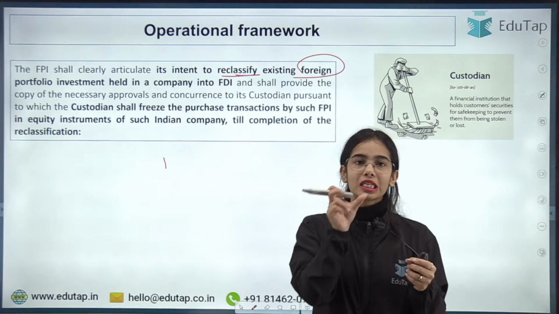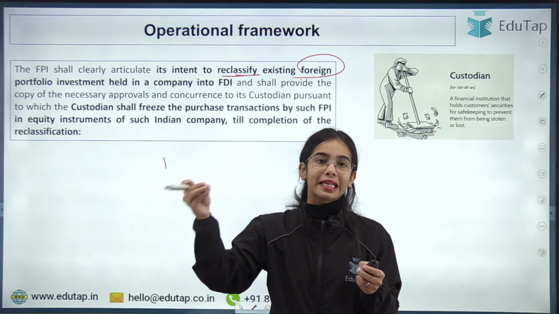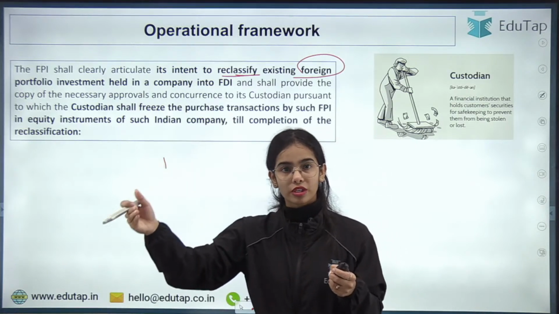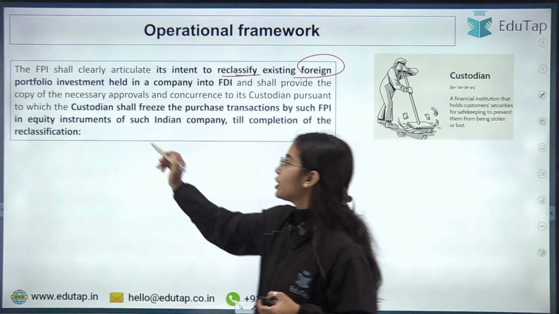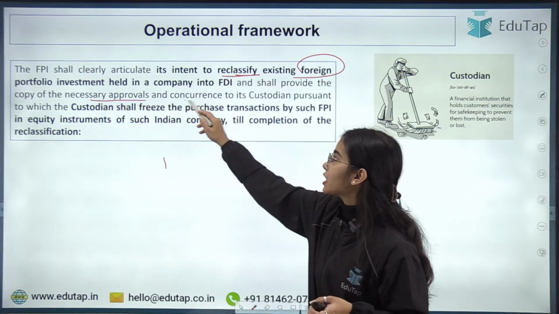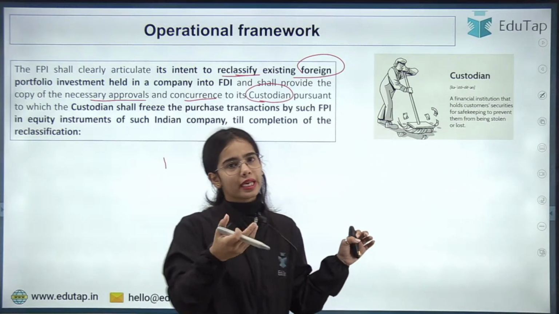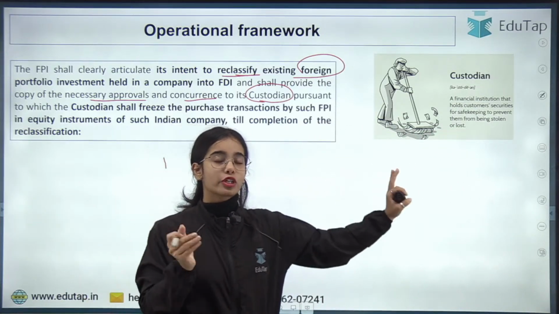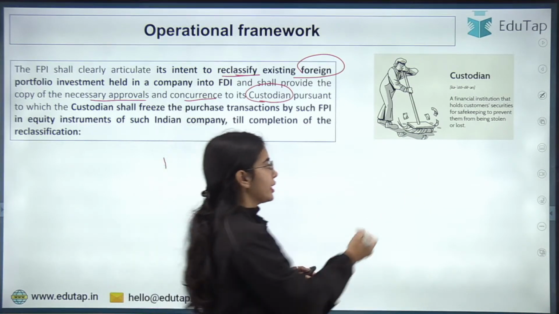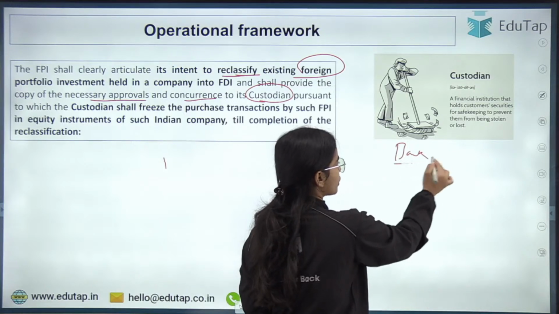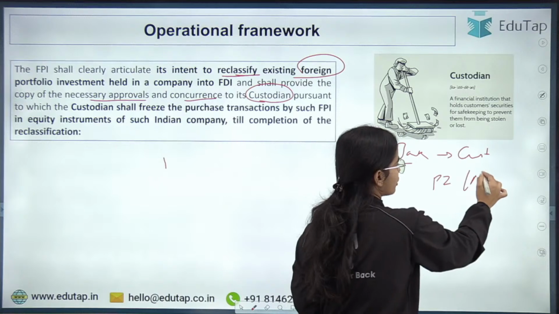So the FPI should clearly articulate or clearly define its intent of reclassifying its foreign portfolio investment to foreign direct investment, and shall provide the copy of the necessary approvals and agreement to its custodian. Now custodian, we have discussed this term in the previous lectures also, but for the new students, custodian can be any bank in India.